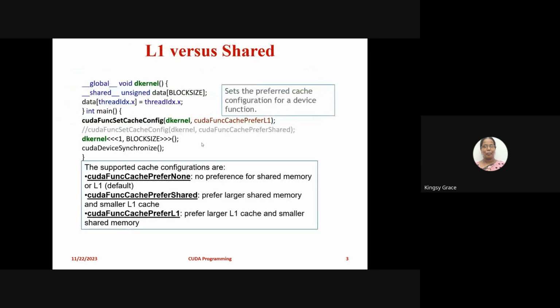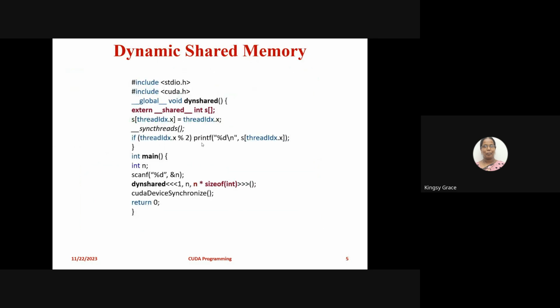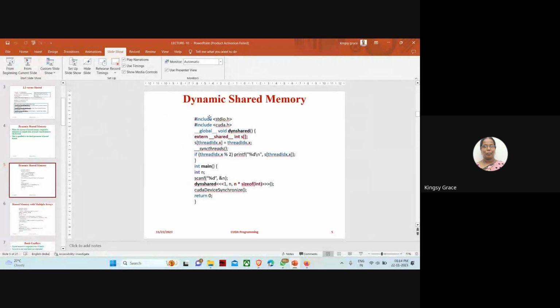So in this previous case, throughout the execution of the time, the allocation of L1 and shared memory is fixed. That is static, set during program compilation. It may vary while using dynamic shared memory. You can see the dynamic shared memory here. During the kernel launch, you will be given the number of blocks and number of threads. The size of the memory required is given here.